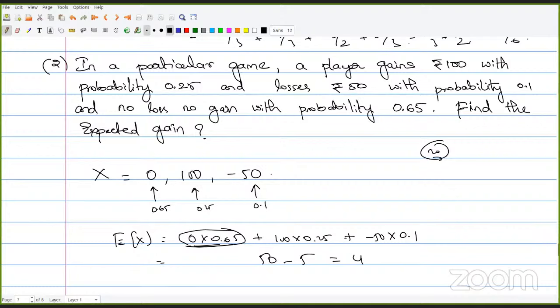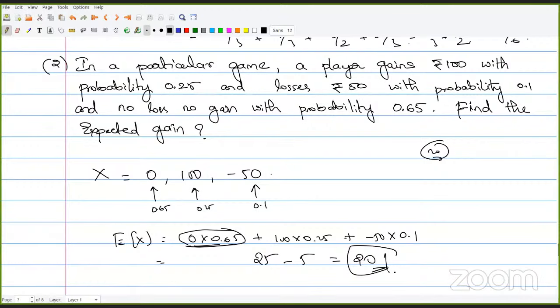What is happening? This is 25, sorry. 25 minus 5, which is 20. So the expected gain will be 20. So now tell me whether he can play the game or he just has to quit. Play. Yes, play the game. It's safe to play the game, right?